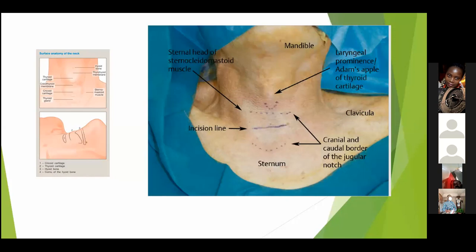Okay, thank you, doctor. Yeah, it answers the question. Another one from Chintu says, how do we prevent pneumothorax when doing a tracheostomy? How do we prevent pneumothorax? Yes.